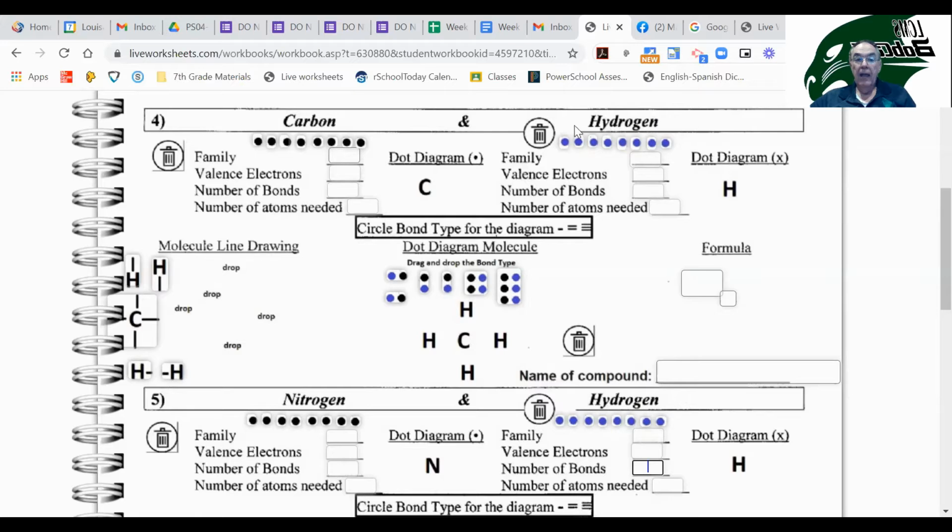So we look on the periodic table and we see that carbon is in family 4. So that means we know it has 4 valence electrons, and its oxidation number is 4+, so it needs to make 4 bonds. Let's do the dot diagram for carbon. So it has 4 valence electrons. It should have 4 dots in its dot diagram. And we can put these others in the trash because we don't need them.